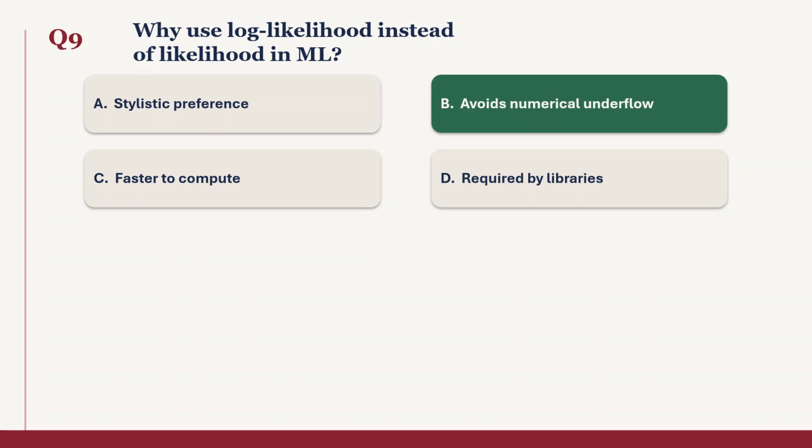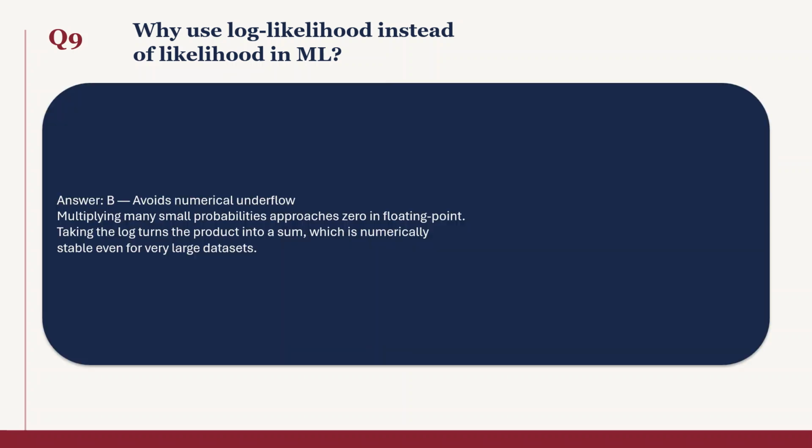Question 9. Why use log likelihood instead of likelihood in machine learning? Choices. A. Stylistic preference. B. Avoids numerical underflow when multiplying tiny probabilities. C. Faster to compute. D. Required by libraries. Pause, then reveal. The correct answer is B.